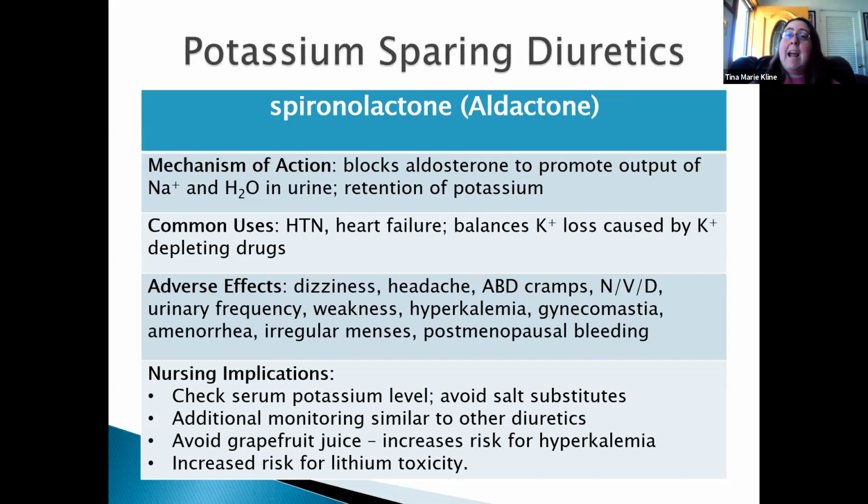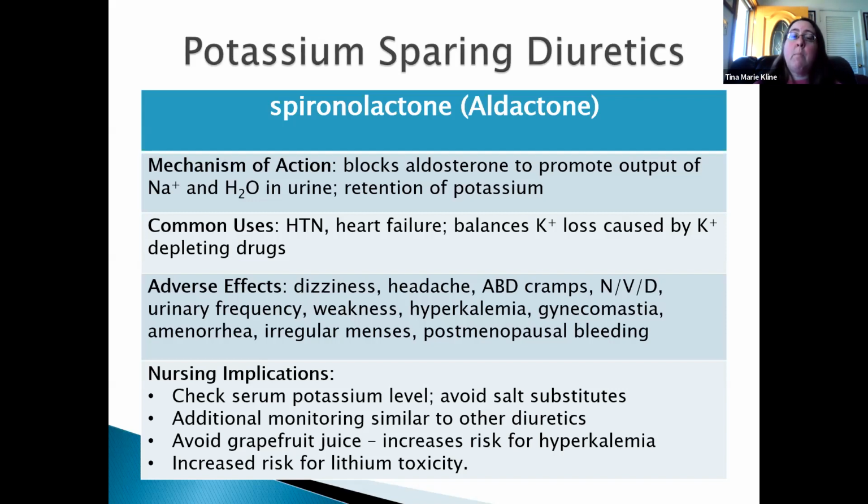In this case, it's going to hold on to potassium. So just like my other two types of diuretics, I want to teach my patients about foods that are high in potassium. But in this case, they either need to avoid or try to minimize those things because I don't want them to become toxic. I don't want them to become hyperkalemic.